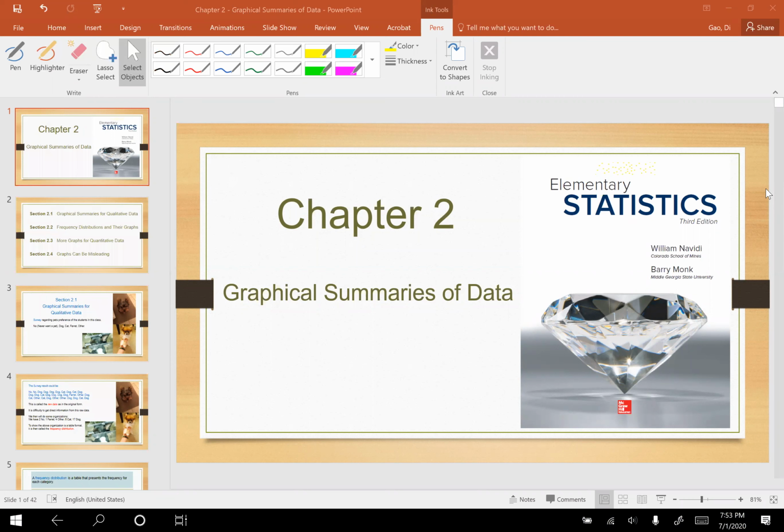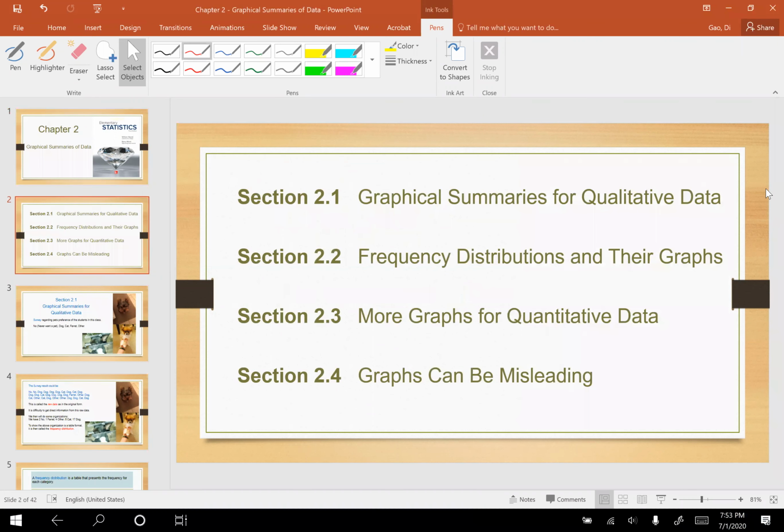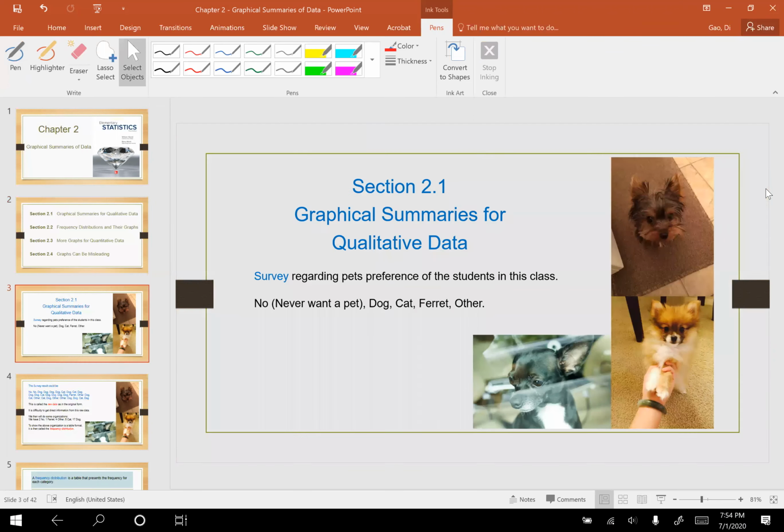So chapter 2 is about graphical summaries of data, and we have 4 sections for chapter 2. In 2.1, we're going to discuss graphical summaries for qualitative data, and then section 2.2, frequency distributions and their graphs, is more for quantitative. Then in section 2.3, we're going to talk a little bit more about some graphs that we can use. And section 2.4 is going to be about misleading graphs. So let's start section 2.1.